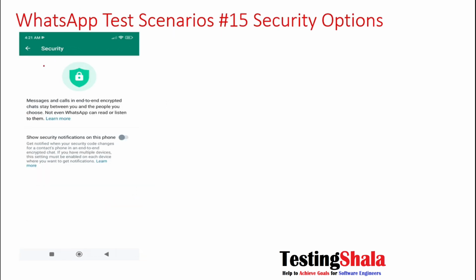So the next thing is the security aspect. The security functionality we should test here is that all the messages and calls should be end-to-end encrypted. It should only be accessible between the two of you, not to other people. Even those validations also we wanted to perform.